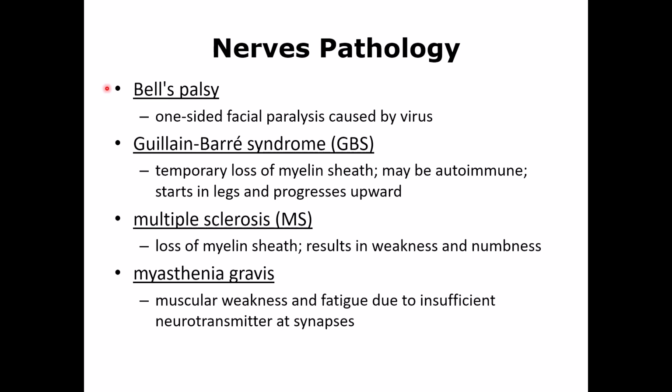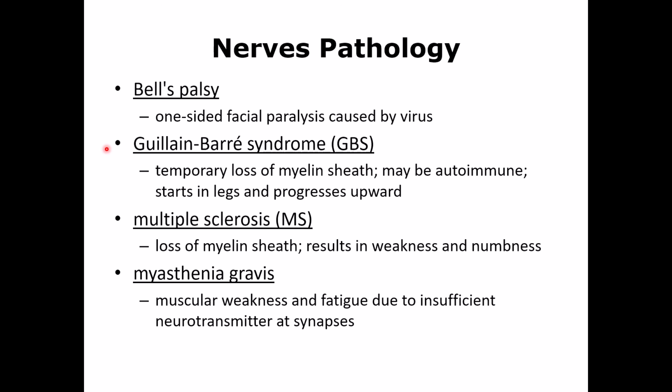Bell's palsy usually affects cranial nerve 7, and they have one-sided facial paralysis, so the eye cannot close, and they have drooling from the mouth. That is usually self-limited. In about 3 weeks, things will go back to normal.